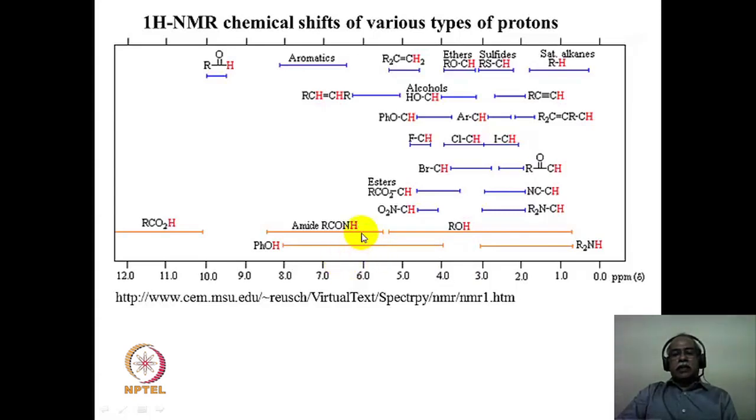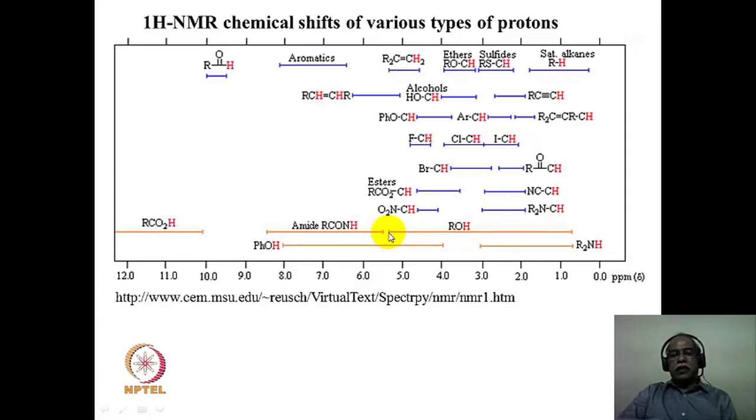Hydrogens which are exchangeable, like for example the acidic hydrogen of phenol or alcohol, constantly undergo exchange from one molecule to another molecule. They can appear anywhere in the spectral region between 0 and 10 ppm, and usually they are broad signals which are easily recognizable in the NMR spectrum.